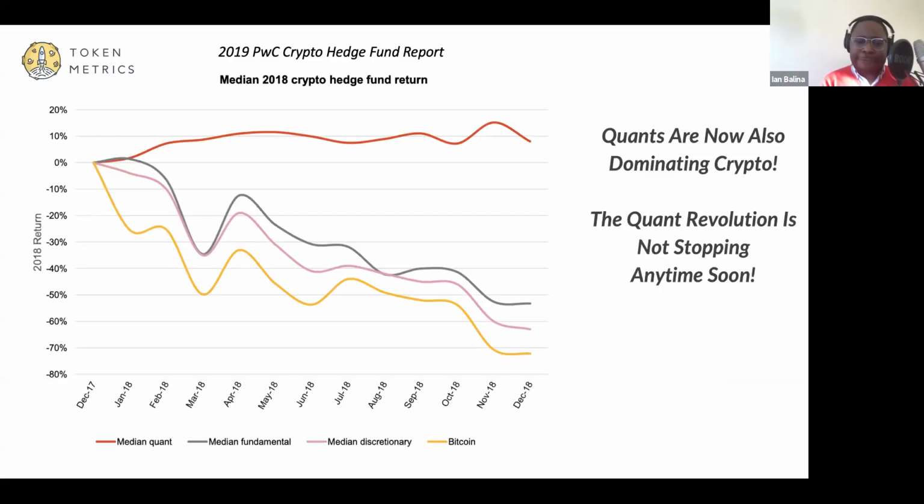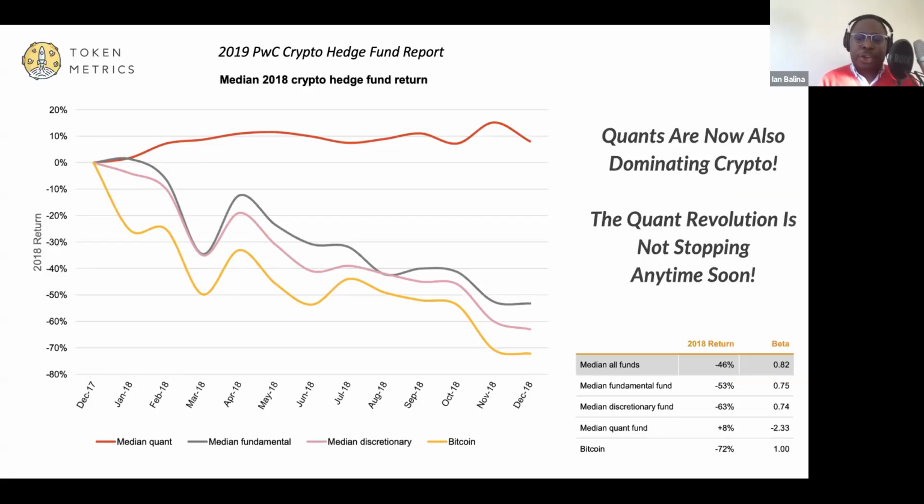If we look at a study from PwC in 2018, it shows the median hedge fund return for a crypto hedge fund. In 2018, Bitcoin went down 72%, meaning that if you invested $100,000 in Bitcoin, you would lose $72,000. While everybody in Bitcoin and in other funds was losing money, quant funds still turned a profit. They made 8% in a bear market. Imagine what they're making in a bull market. To us, this showed that the quant revolution is not stopping. It's now in crypto and it's taking over.